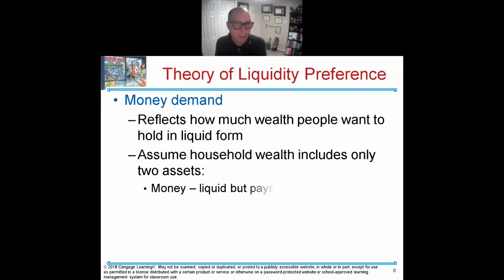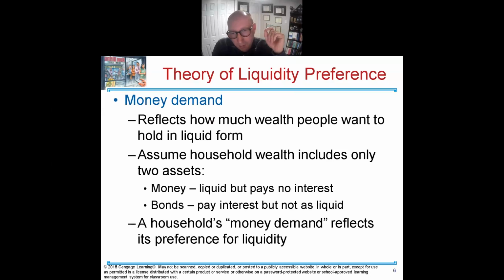The money demand, however, is based on an individual's ability to attain cash and use that cash for household things. Here's what I mean by this. I'm going to break this down as much as I can. The money demand reflects the wealth that people want to hold in liquid form. Money demand simply means how much money you have in your bank account, and how much you want to have in that bank account. That is the money demand.